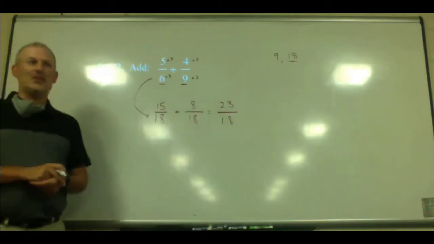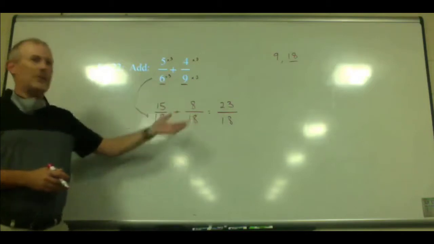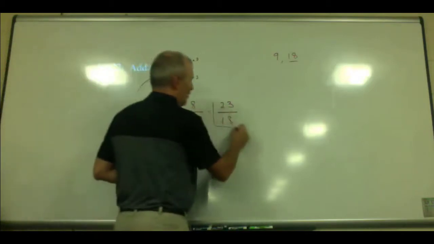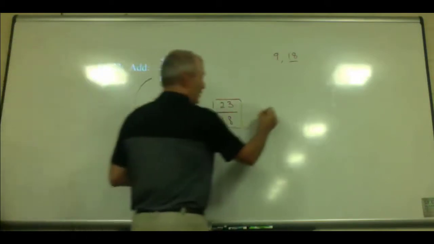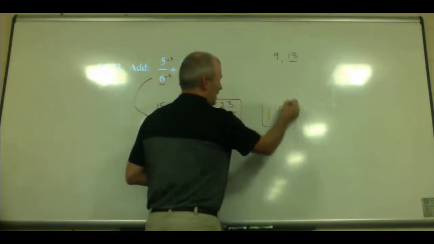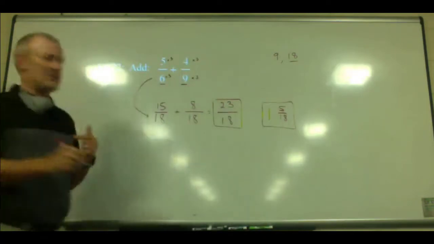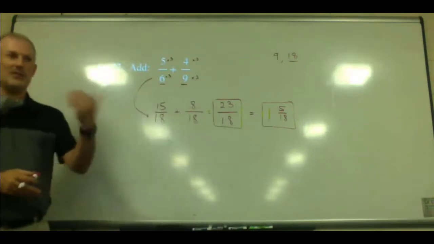And again, you could look at reducing. You can't reduce this one. And that would be our answer. Or again, if you do this on a calculator, go ahead and try it. Your calculator may give you 1 and 5 over 18, which would be the mixed number version. These are, again, equal to each other. One is just an improper fraction, one is a mixed number.